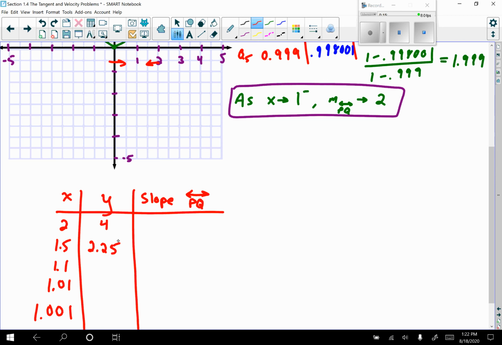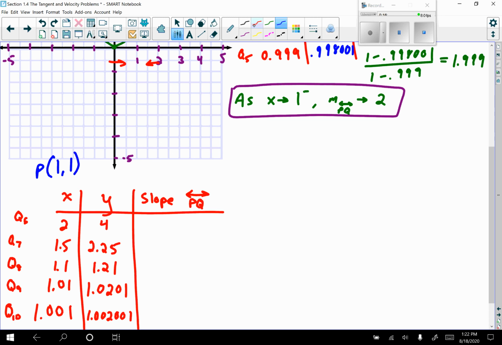Square 1.1, we get 1.21. Square 1.01, we get 1.0201. And again, I'm squaring these because the function is y equals x squared. And then if I square the last x value, this will become 1.002001. So I can call this Q6, Q7, Q8, Q9, and Q10. So again, I want to base this off of our point P, which is (1, 1).